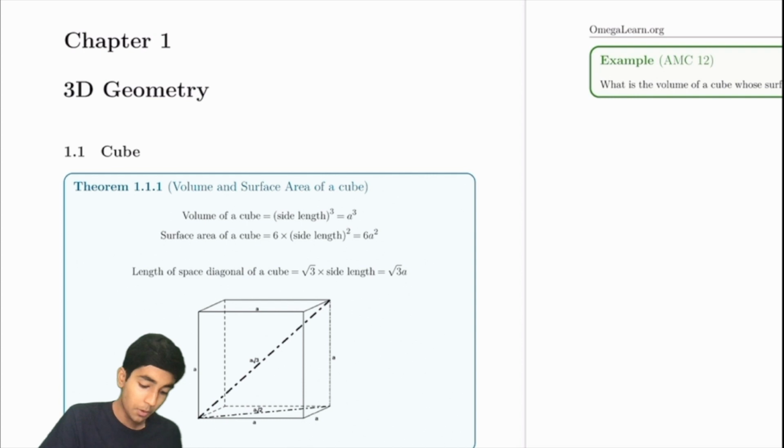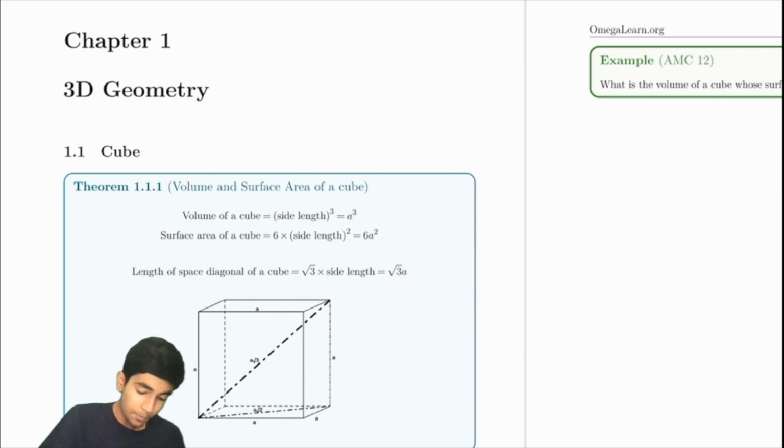The volume of a cube with side length A is just A cubed. The surface area of a cube with side length A is 6A squared. And the length of a space diagonal in a cube is just A times root 3.